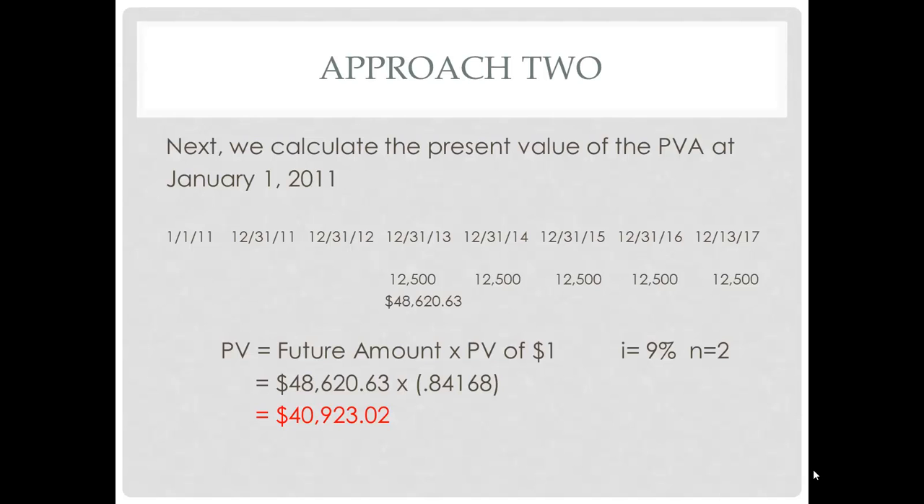We then have to calculate the present value of that annuity at January 1st, 2011. That is the future amount times the present value of $1, interest of 9%, and N equals 2. It would be 48,620.63 times 0.84168, and that will give us $40,923.02.